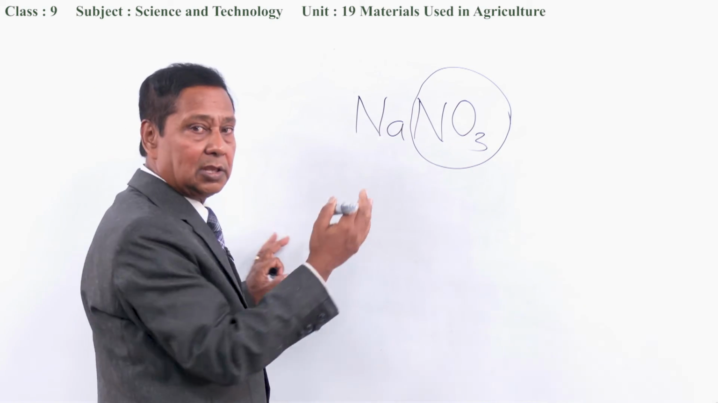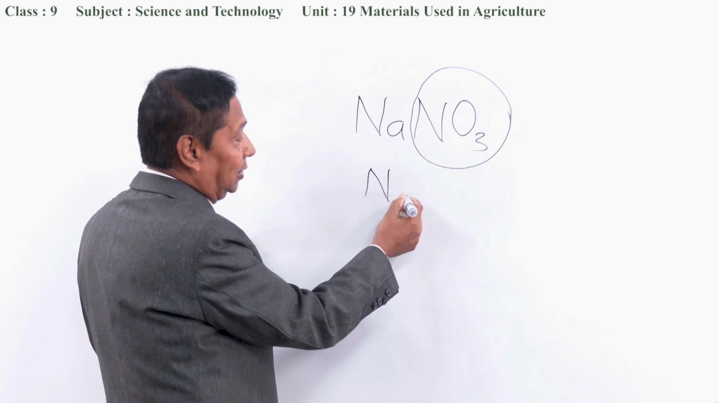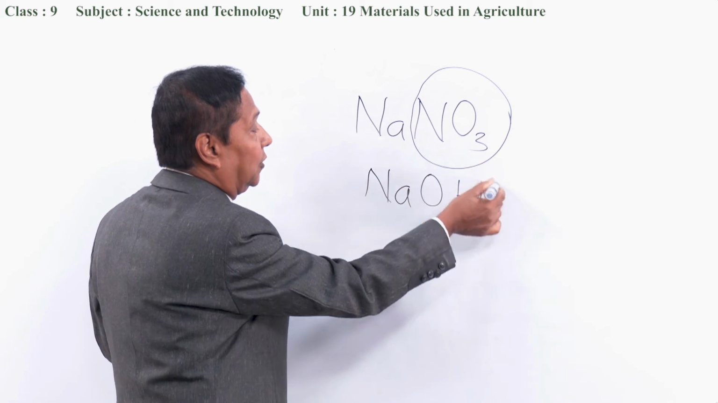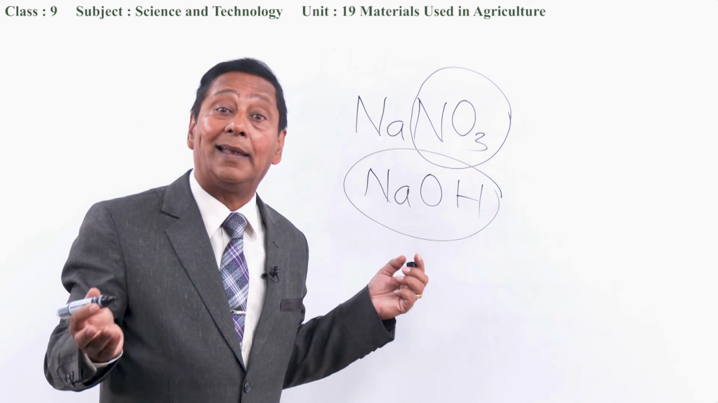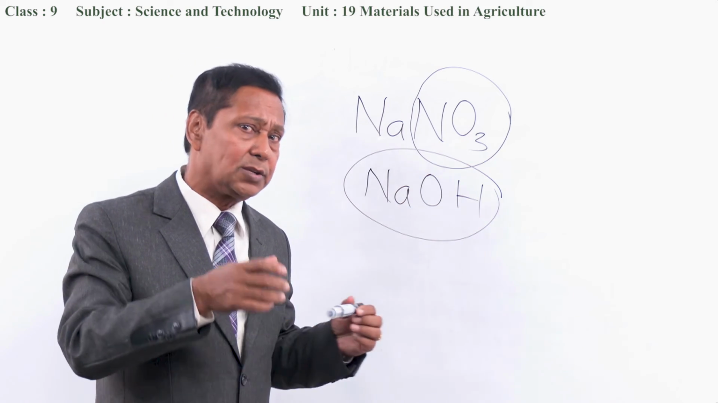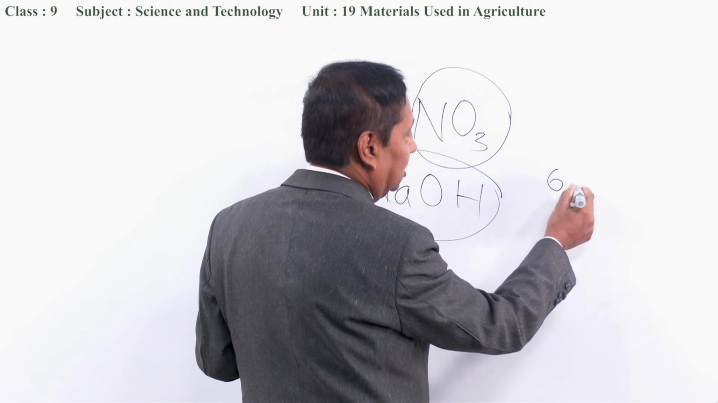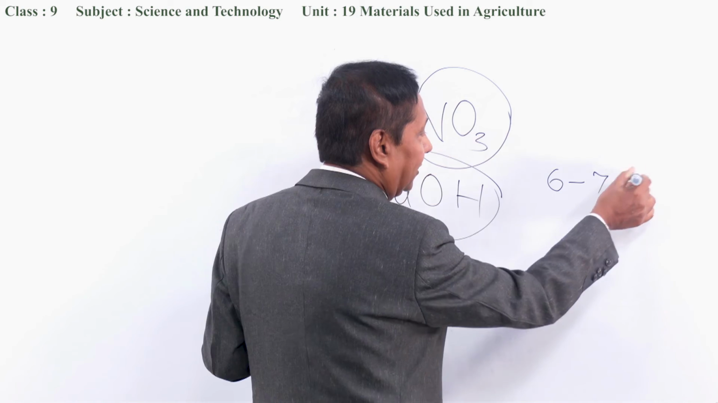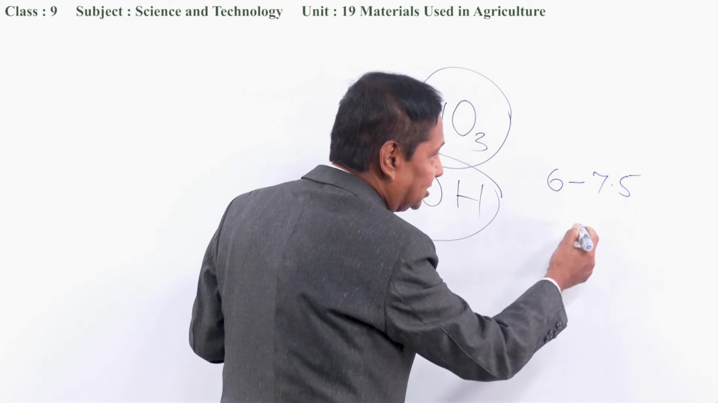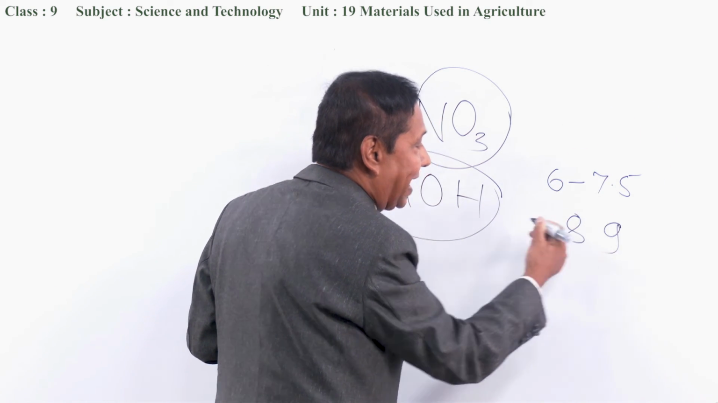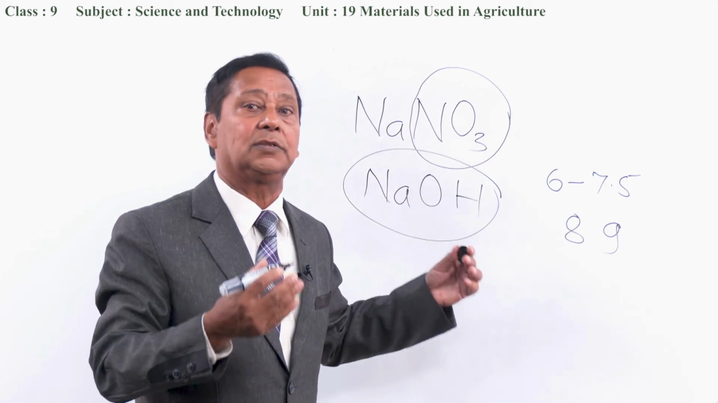And since sodium is left in the soil, it combines with hydroxide present in the soil water and forms NaOH. This is an alkali, and the soil now becomes alkaline. And alkaline soil is not suitable for the growth of different plants. The normal pH value of soil lies between 6 and 7.5. If alkalinity increases, then the pH value will rise above 7.5, it may be 8 or 9. And if soil has a very high pH value, then many crops cannot grow there.